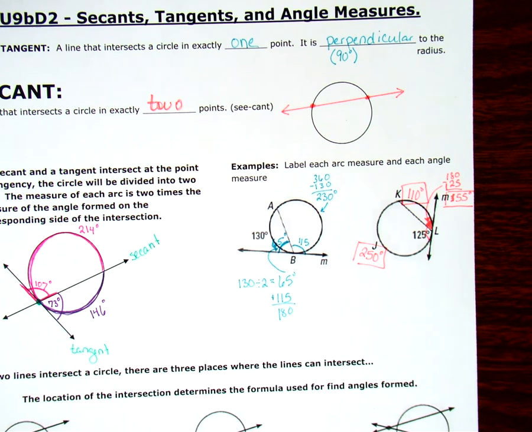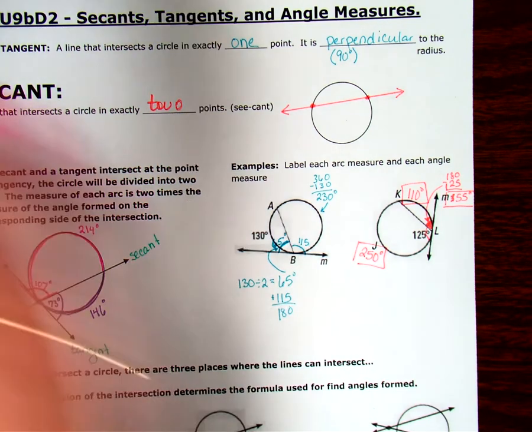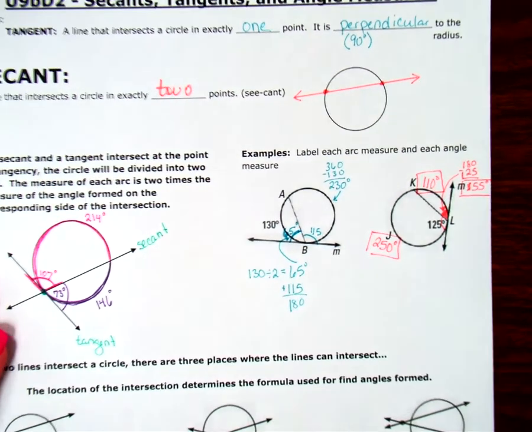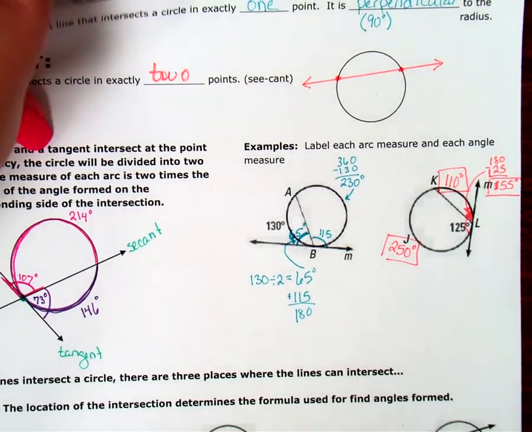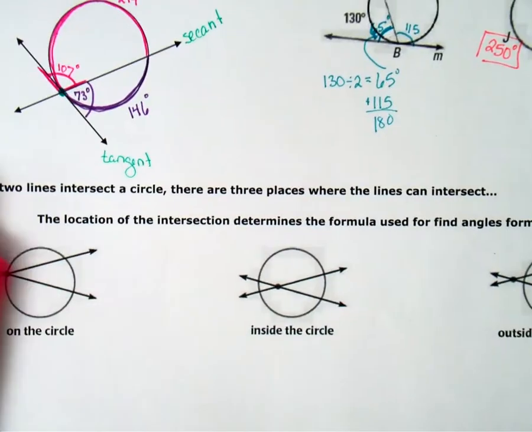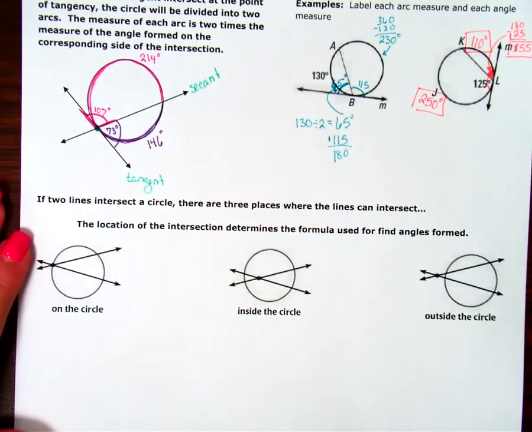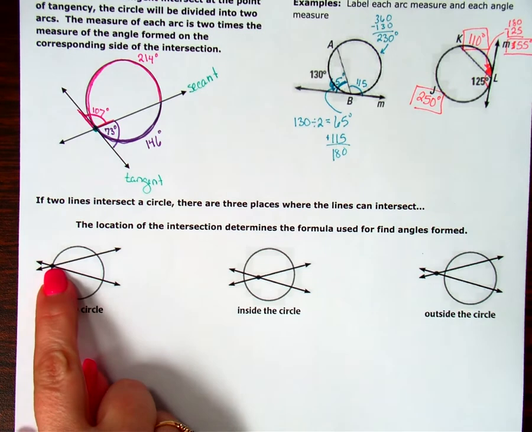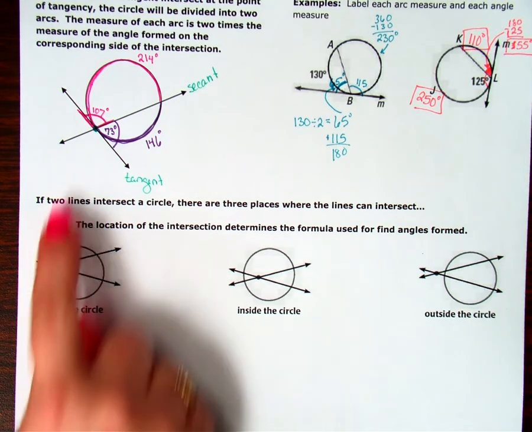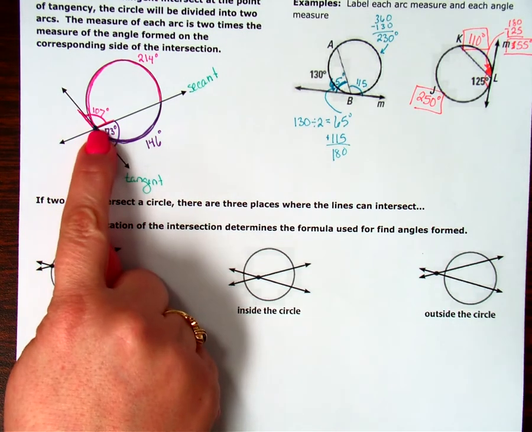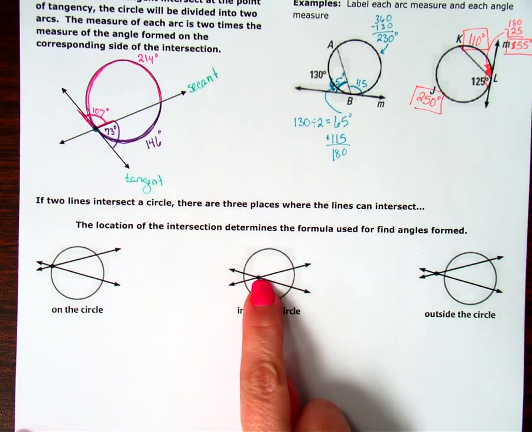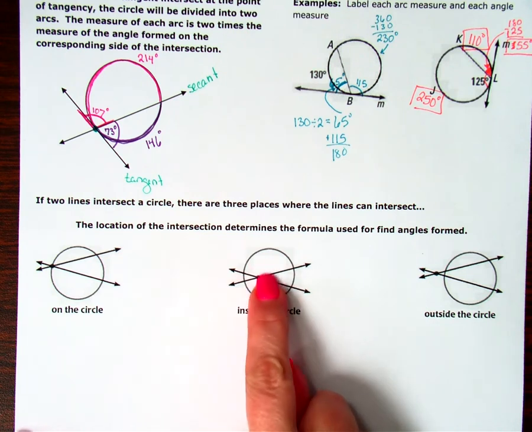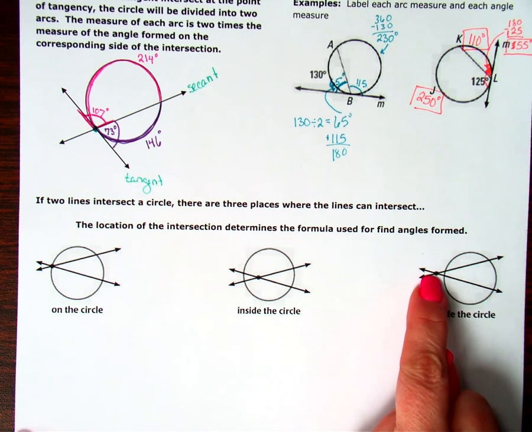And then the 250 and the 110 make my 360. Okay? All right, now, one last thing we're going to talk about before we move on is the three different places that two lines can intersect when working with a circle. So if two lines intersect a circle, there's three places they can intersect. They can intersect on the circle, looking like an inscribed angle, or like these that we just did here. They can intersect inside the circle, and it doesn't have to be at the center and creating central angles. It can be anywhere inside the whole circle.